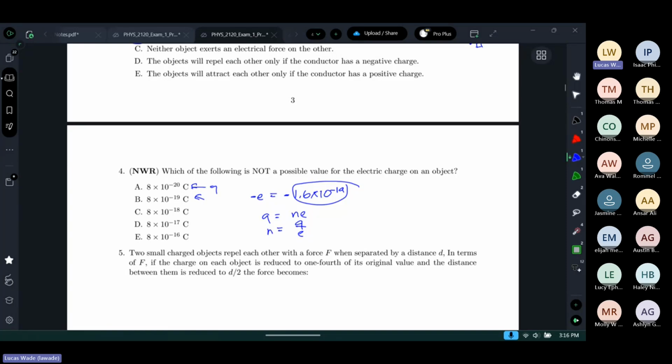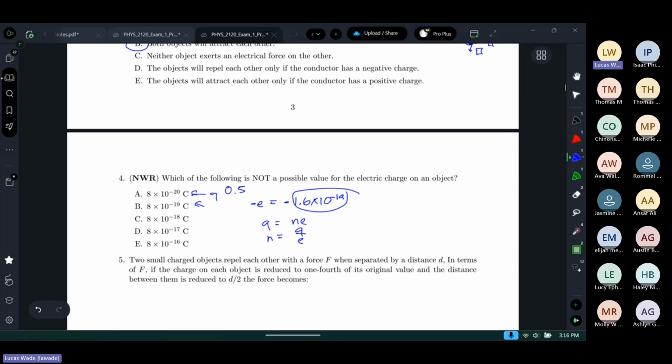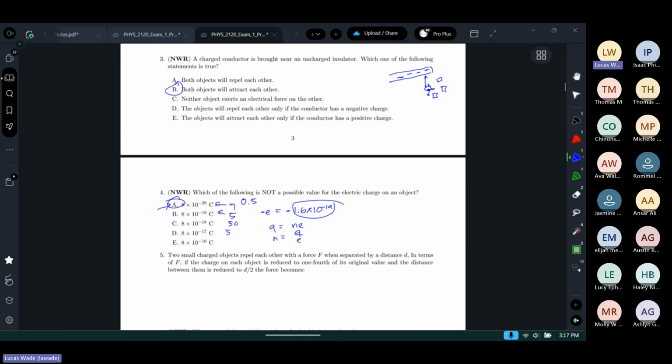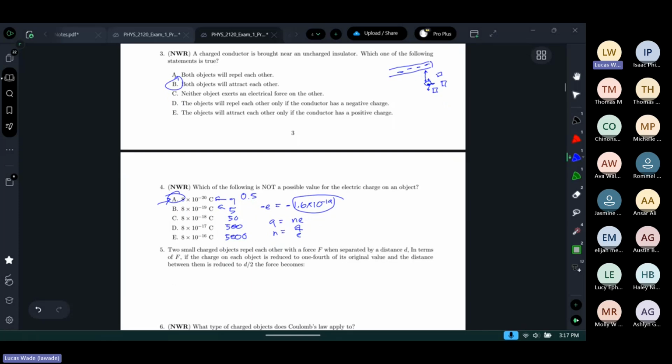If I do A, I get 0.5. So it's A. It's saying you need half an electron to get that charge. And it makes sense because that's the only one smaller than the charge of an electron. It's 10 to the negative 20 instead of negative 19. So answer is A. If you did B, C, D, and E, you should get whole numbers for each of those. I guess it would be 5, 50, 500, and 5,000, if I mathed right. Does that explain that one? Yes. Okay.